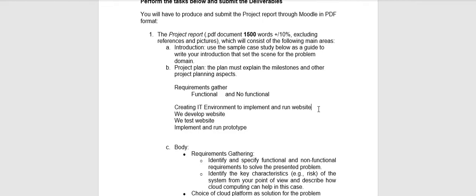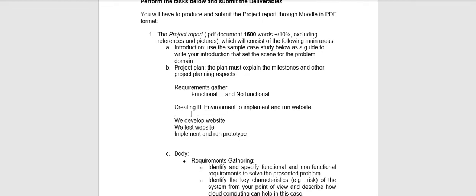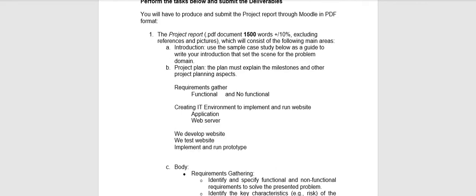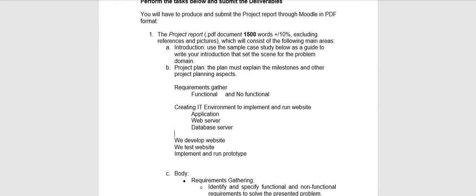Next, what kind of details are required? Servers. Usually the environment includes an application server, web server, and database server. To create a basic web application, our IT environment should include an application server, web server, and database server. By properly creating and integrating these servers, we can create an application that functions better.